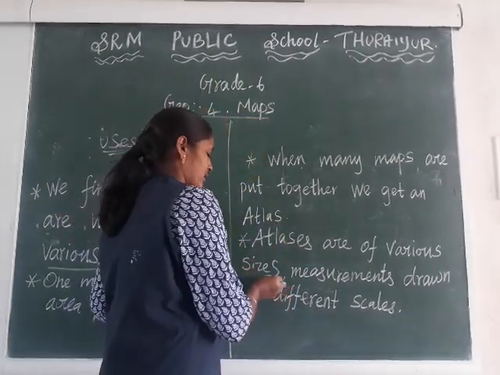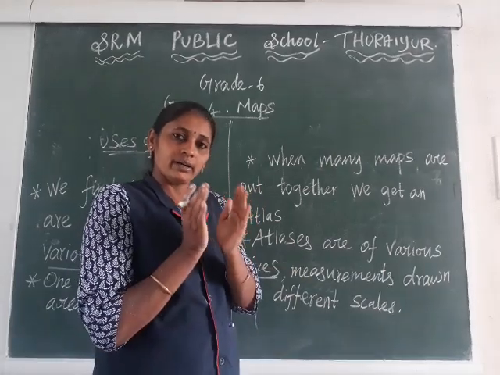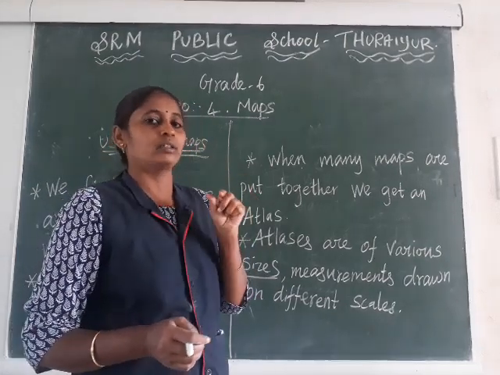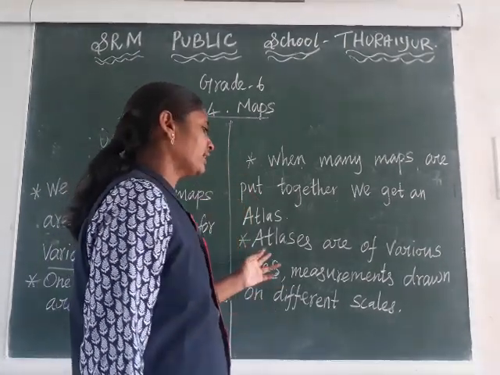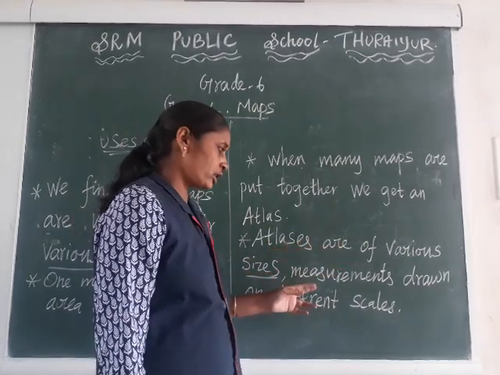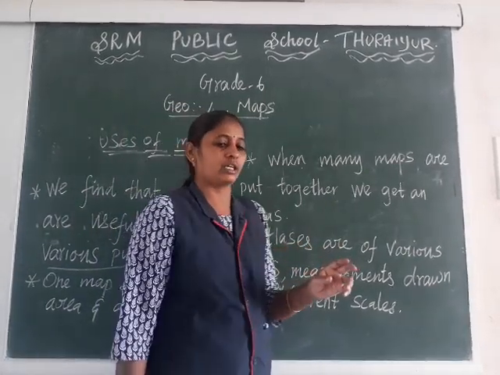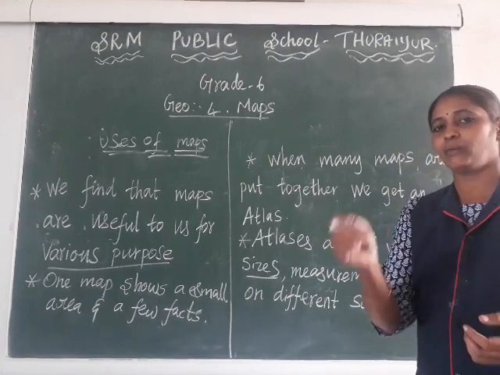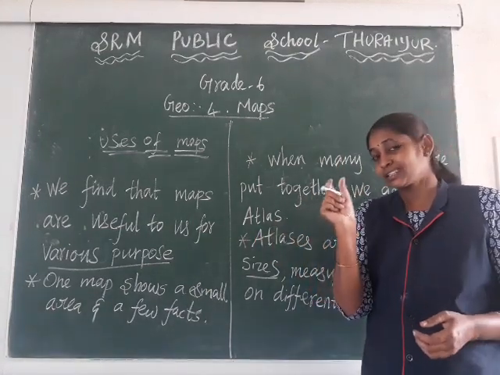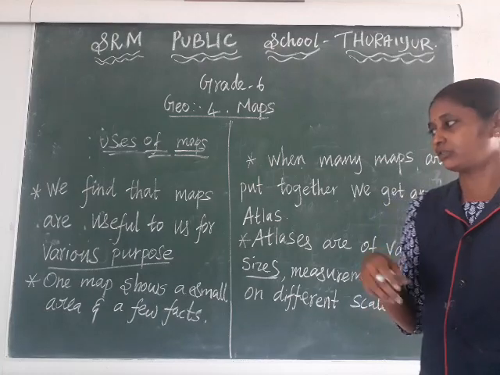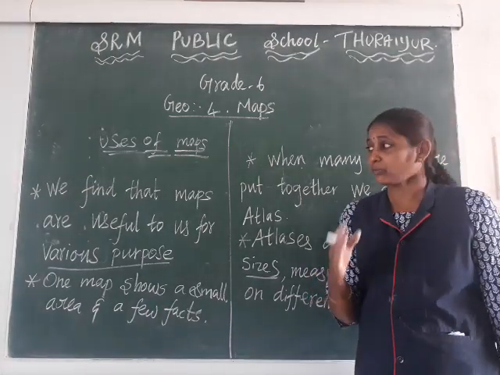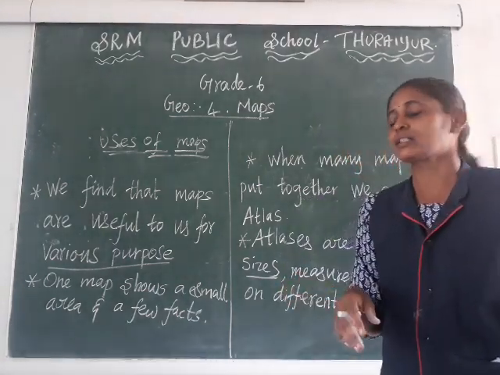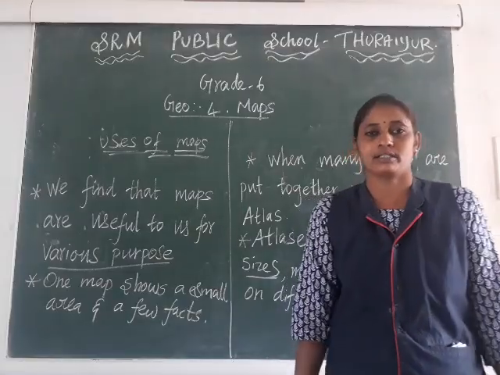So atlases are of various sizes. Suppose in the library we have a very big atlas. Suppose you have your own, that is a very small size atlas, right? So atlases are of various sizes, with measurements drawn on different scales. I often use the word scale, which I will explain later. Suppose you have a map of your own, check the scale, like that information they give in our map, that we will discuss later, right? So maps are very useful to understand a particular place, its size and some facts of that place, right?